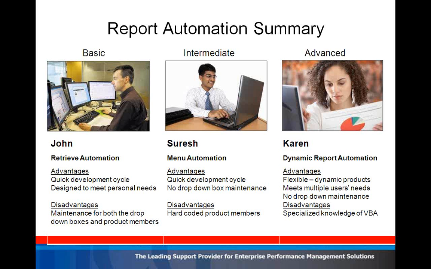The third example is the advanced example. So that was Karen's example, the one we looked at last. She was doing dynamic report automation. So the advantage there is that it's really flexible because it doesn't matter how many children a particular product has. She's developed the logic to use the Smart View VBA functions in conjunction with VBA logic to populate the appropriate number of rows on her report. It meets multiple users' needs. There is zero drop-down box maintenance for both products and market.